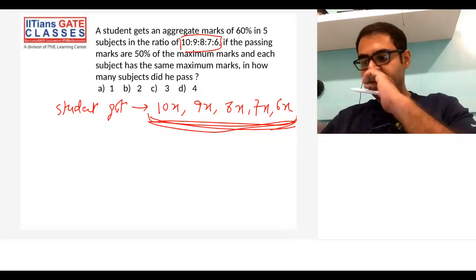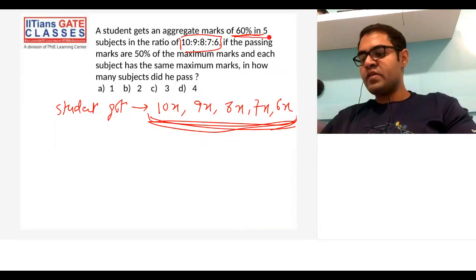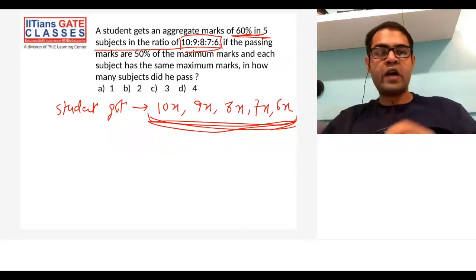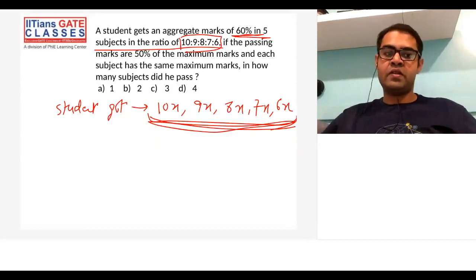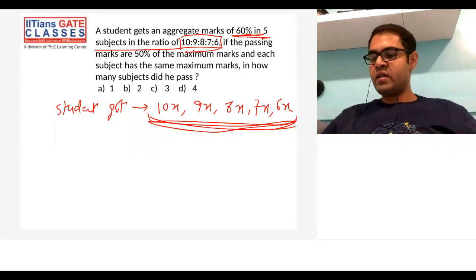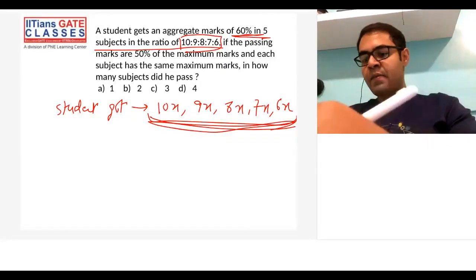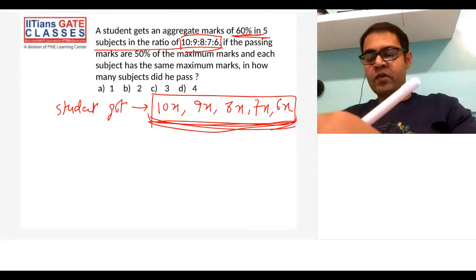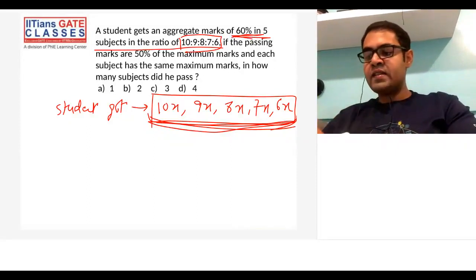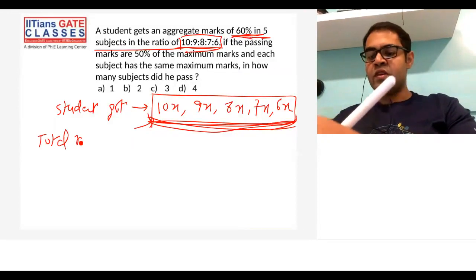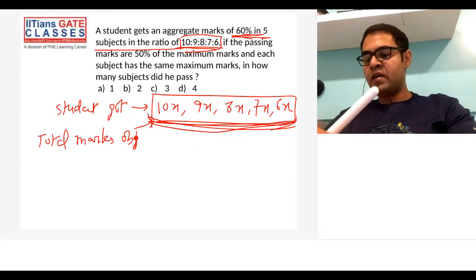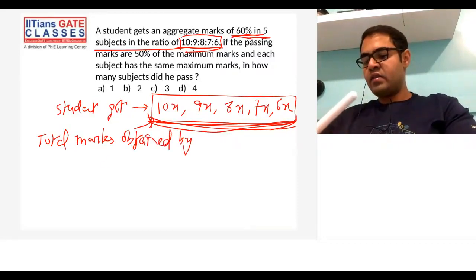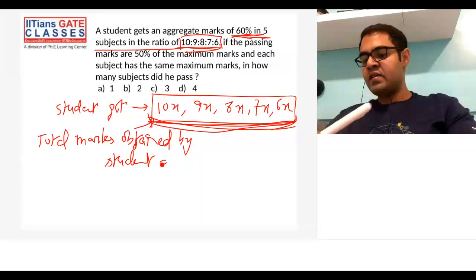Now they are saying he got 60% in total in 5 subjects. So I don't know what the total marks per subject is. Should I introduce another variable? Let me add these marks up. They are saying 60% in these 5 subjects. So if I add this up, these are the total marks obtained by the student, which is 16 plus 16, 32, and this 40. So 40x is the total marks that he got.